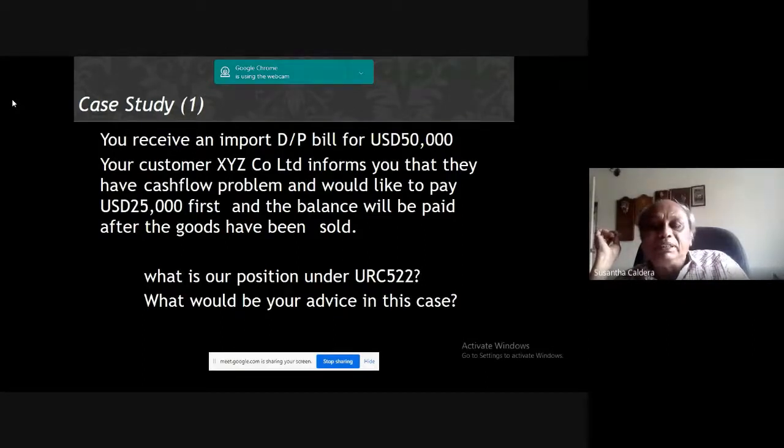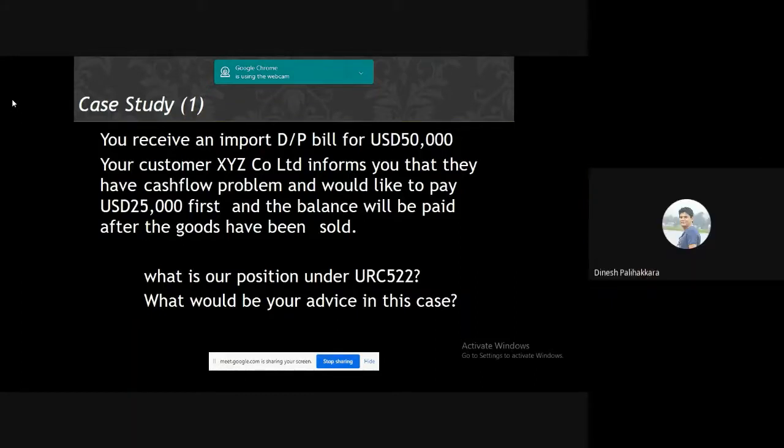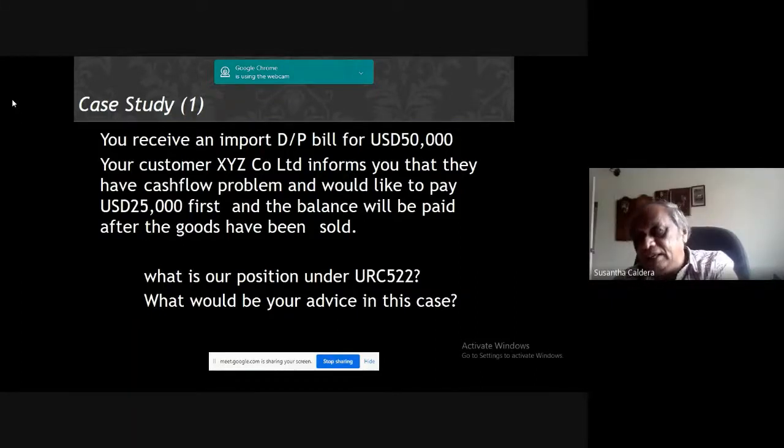Partial payments are prohibited. You can't do partial payments unless the remitting bank has approved it. You can't do it. Either you pay in full or not pay. So you have to give your answer based on Article 19B. What would be your advice in this case?